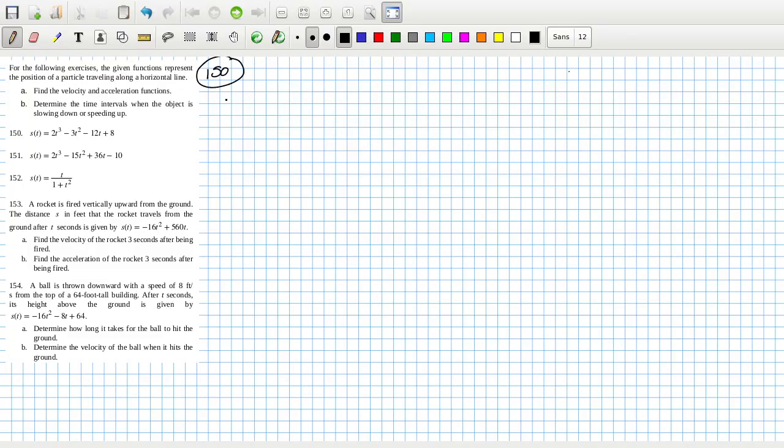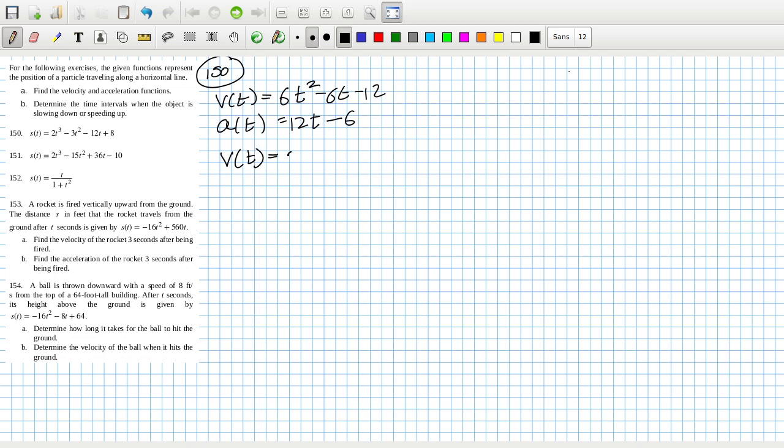Right, now let's get the velocity. Velocity is the derivative, 6t squared minus 6t minus 12, and the acceleration is 12t minus 6. And let's figure out when they're both 0.